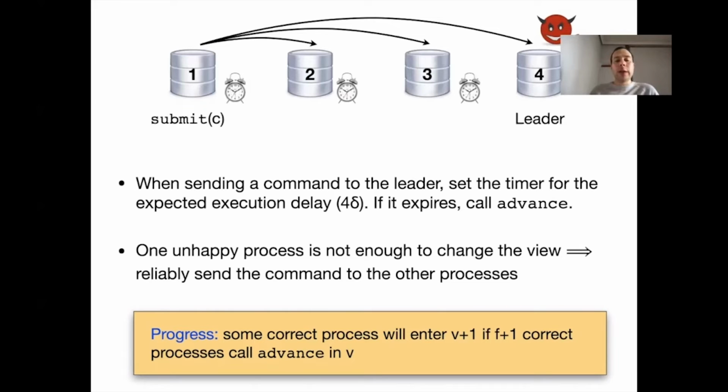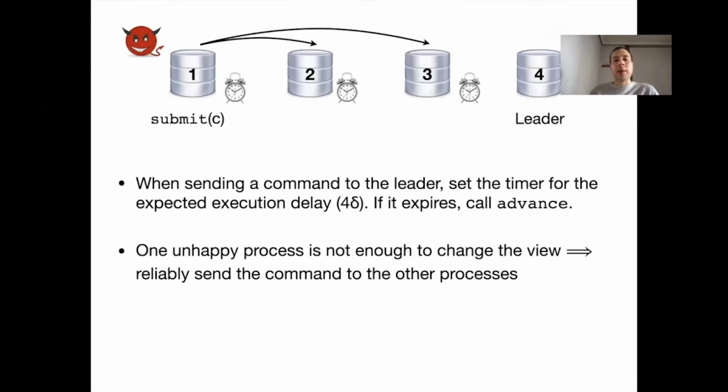Now, we're not done yet, though, because there is a flip side to this scheme. Let's assume now that the leader is actually correct. So that's process number 4. And process number 1, who is submitting the command, is faulty. Then what this process may do is send this command to all the processes in the system except for the leader. These processes will set timers for this command. And then these timers will, of course, expire because the leader is not submitting this command for execution, well, because it doesn't even know it exists. So then we may falsely suspect a correct leader as being faulty.